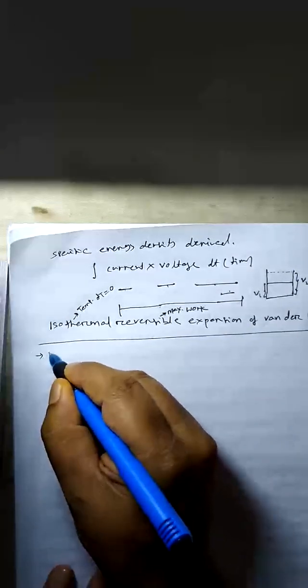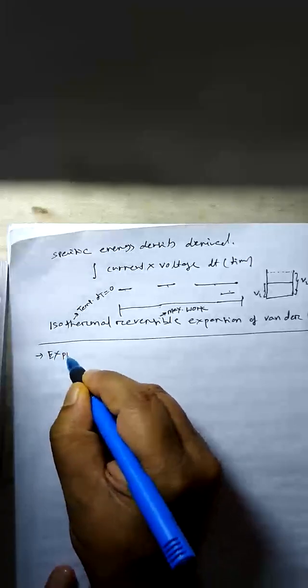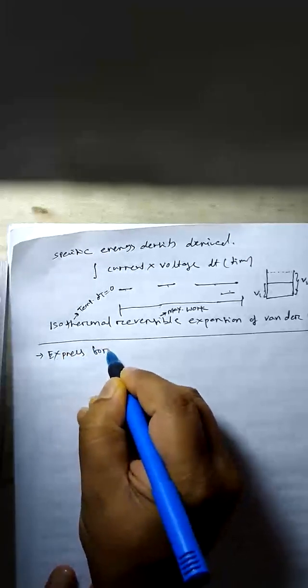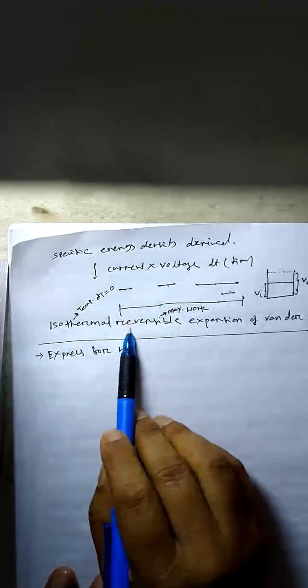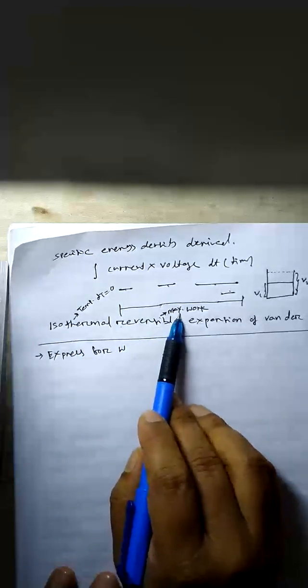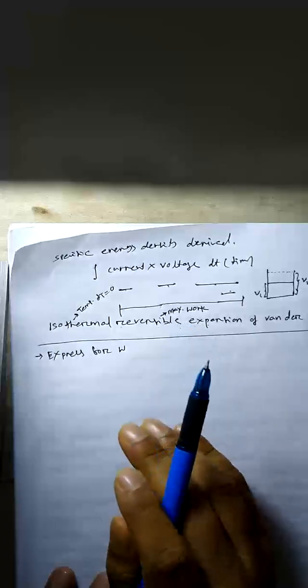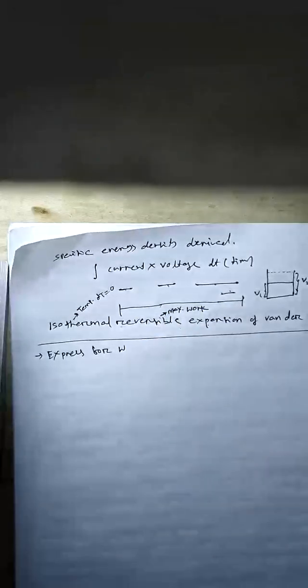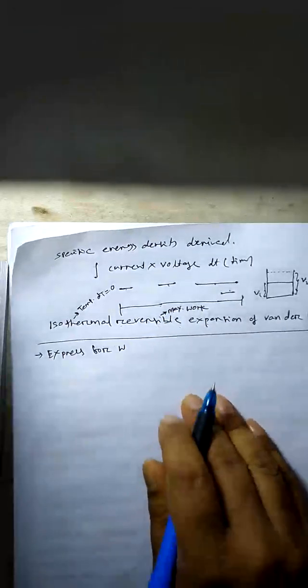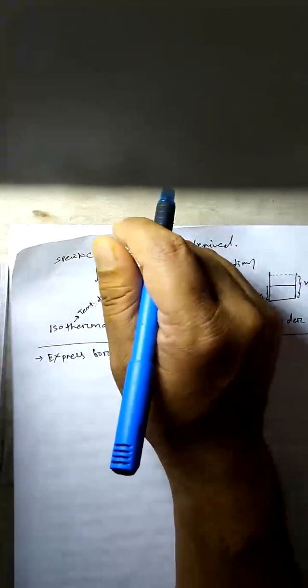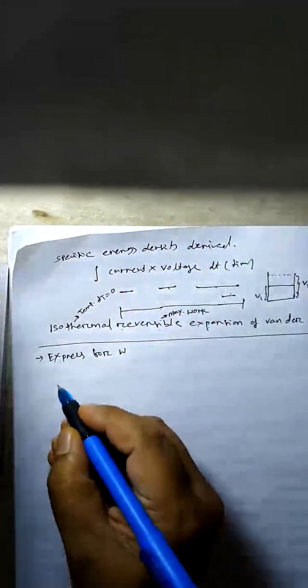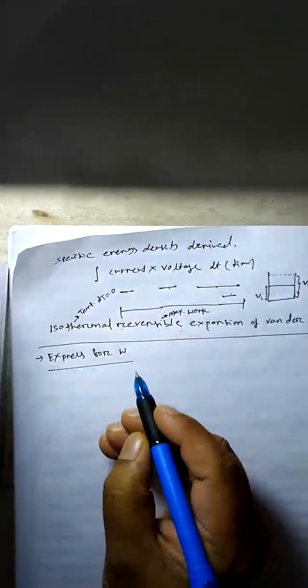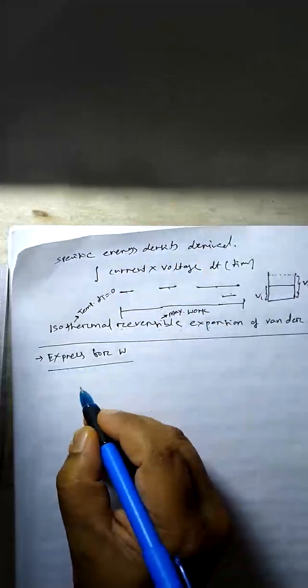So first I have to write an expression for W. W means work. The condition is isothermal, so temperature should remain constant. The process is reversible, so maximum work done is possible. Expansion means the gas system does some work. Van der Waals means a real gas, what we use in day-to-day life, not an ideal gas. So first we write the expression for W, the work done by the system.